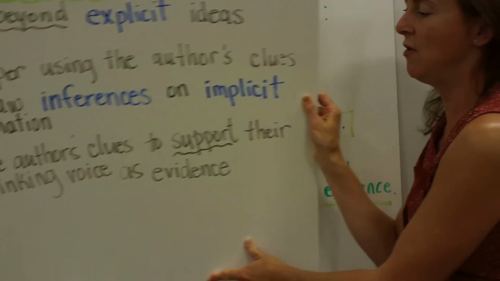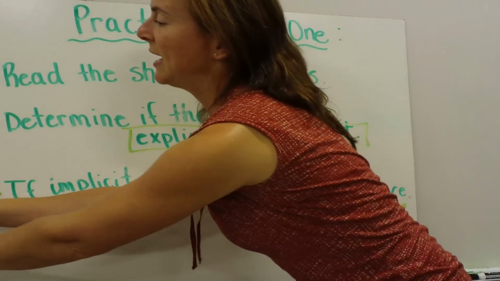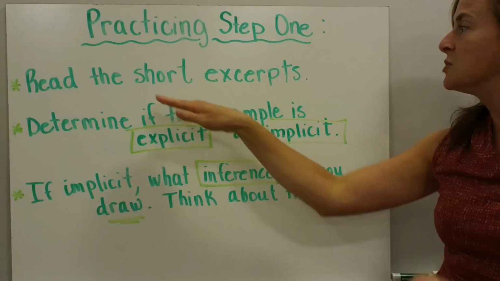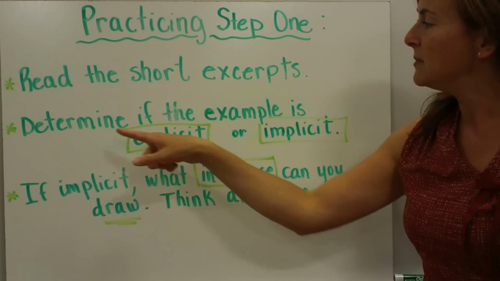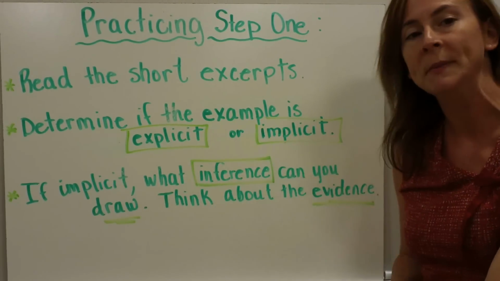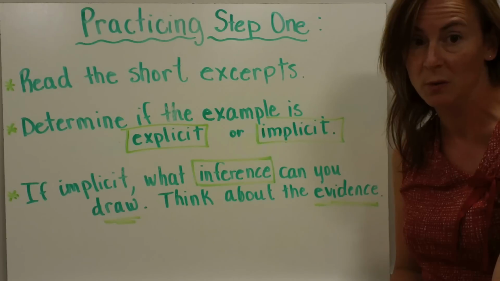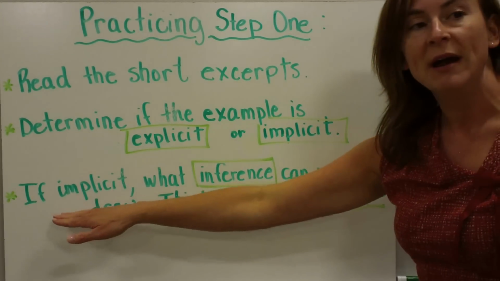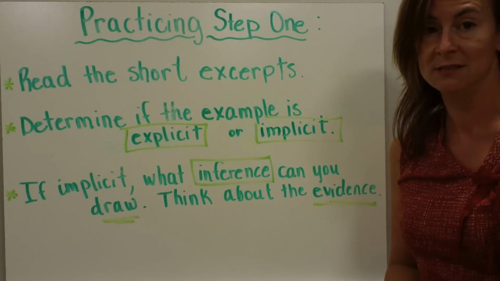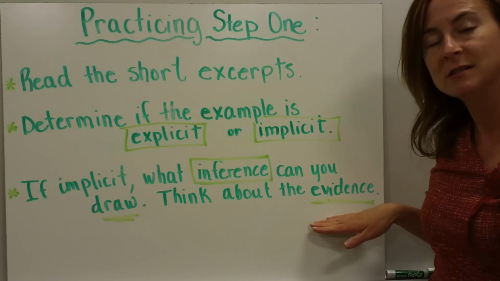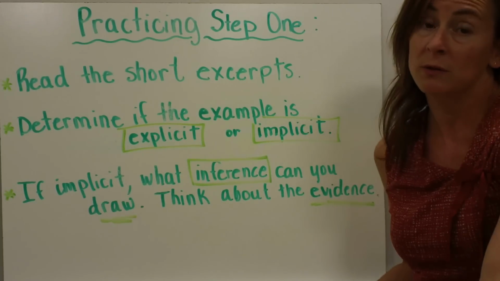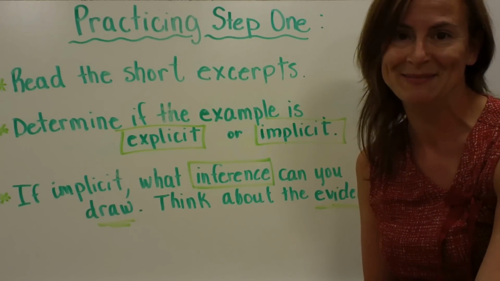What you're going to do for part 1 of this practice is you are going to be reading some short excerpts. Your job is to determine if the writing example is explicit or implicit, to practice with the vocabulary words. If the writing is implicit, what you're going to do is you're going to draw an inference using the evidence. You're going to try and figure out what the author's really saying to you, and then what are those clues that you can use to support your thinking.